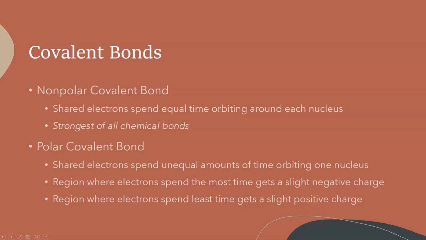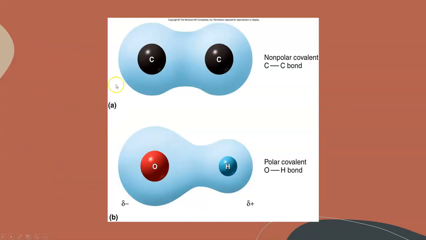So the polar covalent bond, it is strong. It's stronger than an ionic bond, but it is not as strong as a non-polar covalent bond. Here's what that looks like. So this blue is basically, at any point along the timeline, you could find the shared electrons in here. And you can see it is shared equally.